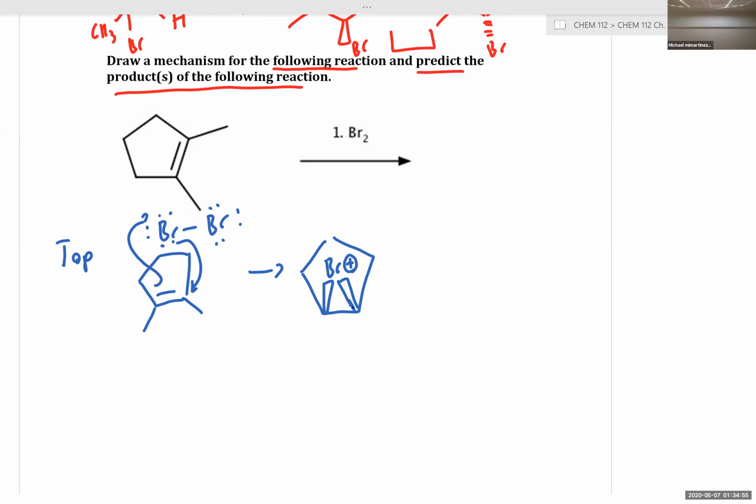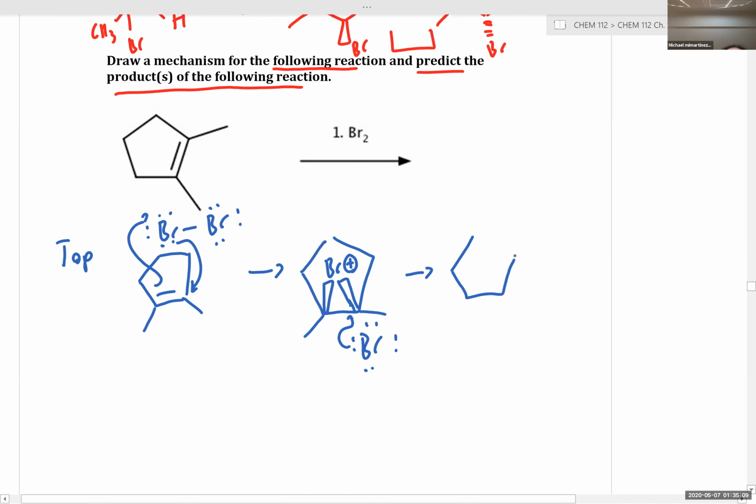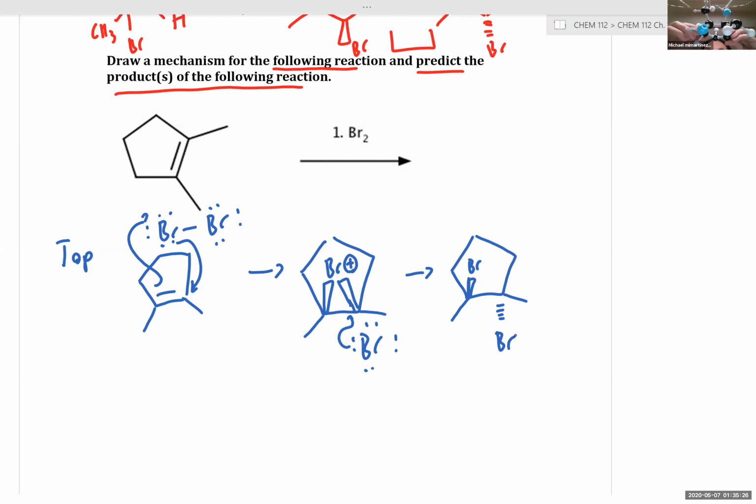So let's draw our attack. The attack is going to occur from the bottom face to give our trans product. So we have one of our bromines pointing up and the other bromine pointing down. This product looks like this. One of our bromines is up, the other bromine is down.